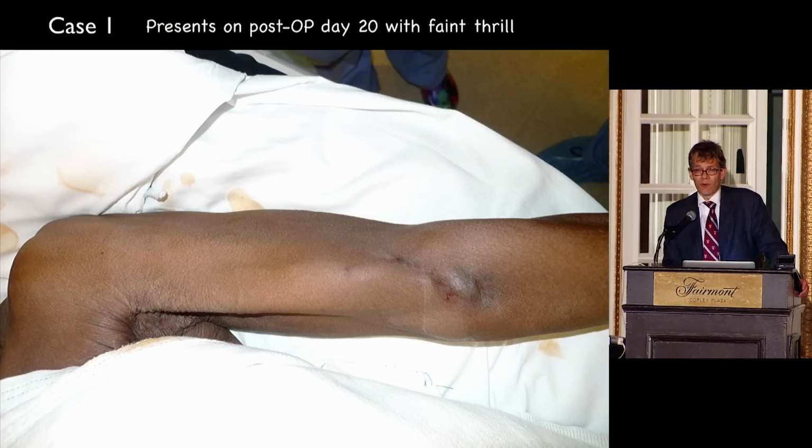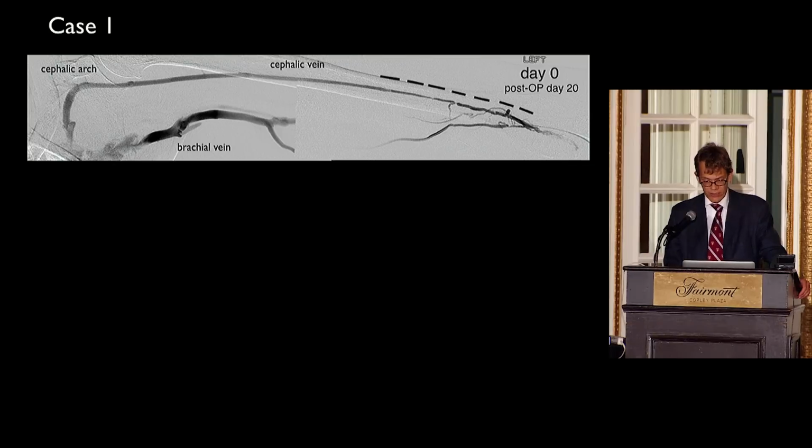Here's an example of how endovascular work can help in the situation when you have that small diseased vein. So here you see an upper arm brachiocephalic vein fistula. On the right hand side is the anastomosis. On the left hand side, the cephalic arch. And you can see that there are a couple of focal stenoses in the inflow.